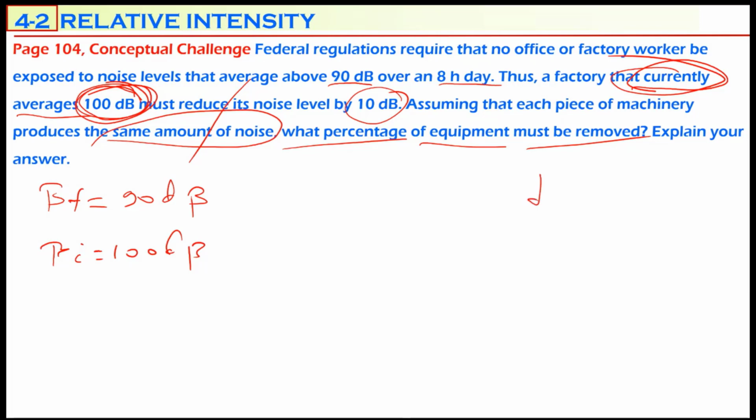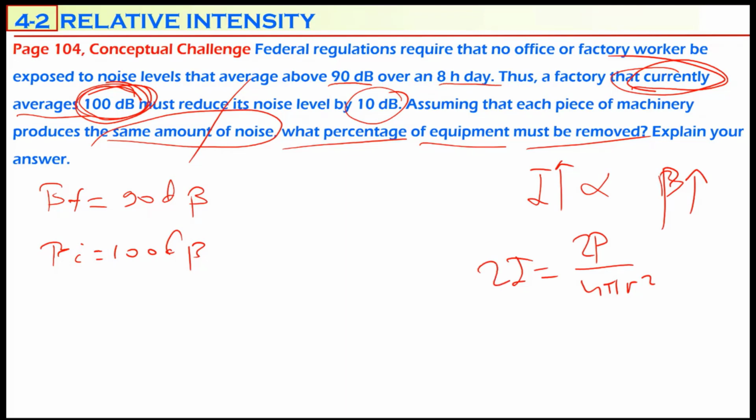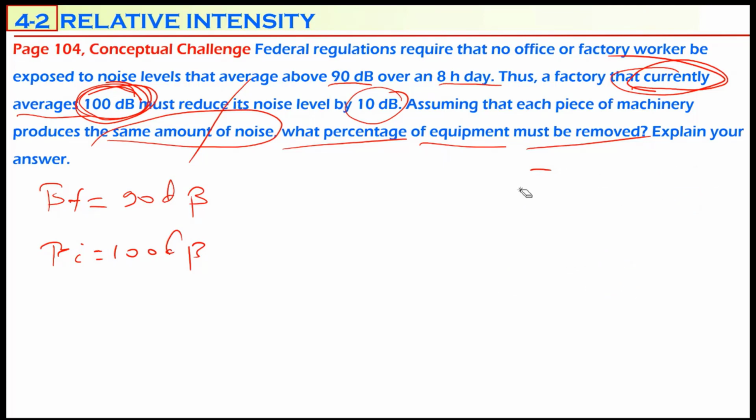Remember, we said that sound intensity is proportional to power. As power increases, sound intensity also proportionally increases. Remember the equation I is equal to power divided by 4 pi r squared. If you use 2 machines, sound intensity doubles. If you use 3 machines, sound intensity triples, or with 4 machines it increases by 4. So sound intensity I is directly proportional to the number of machines.